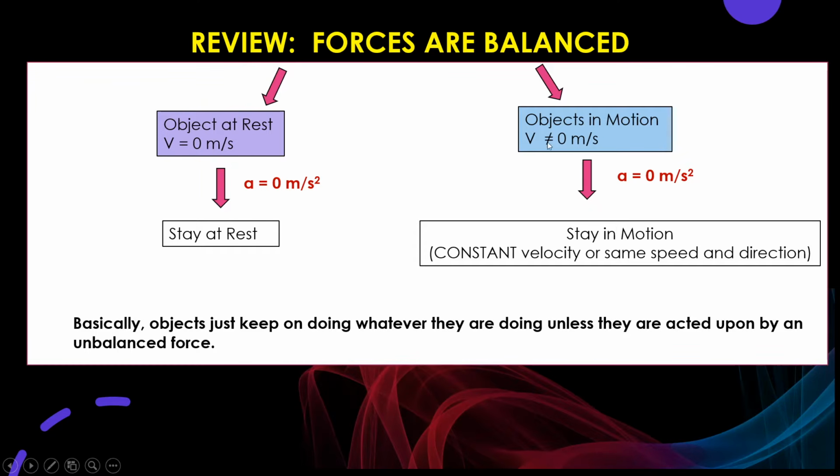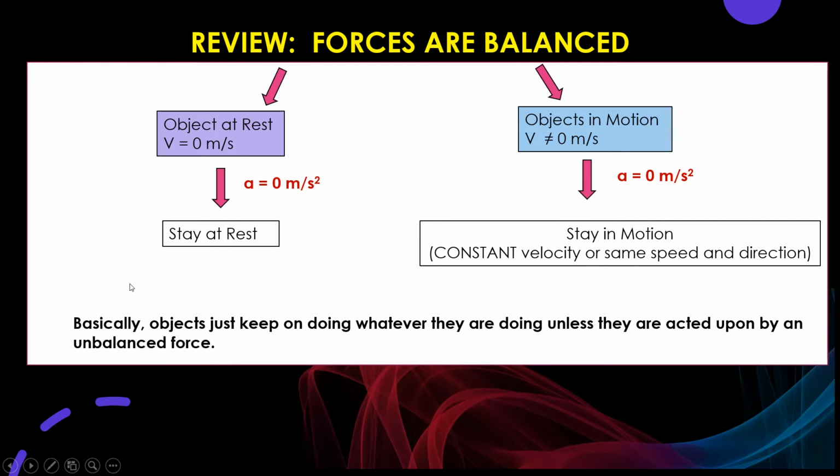Or the object is in motion, which means the object is moving and the velocity is not equal to 0 now, but why is a equal to 0? Because the object is moving with constant velocity. When the velocity is constant, acceleration is equal to 0.